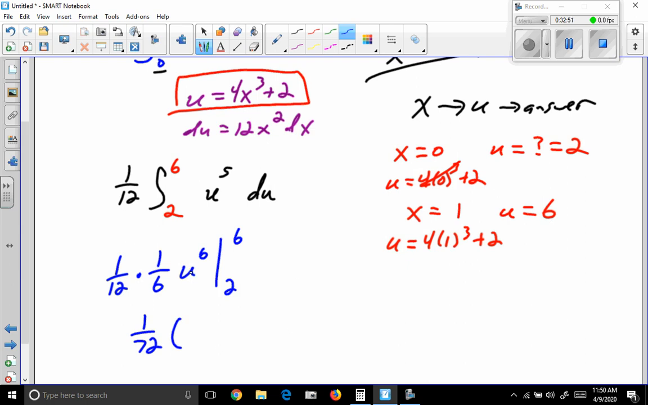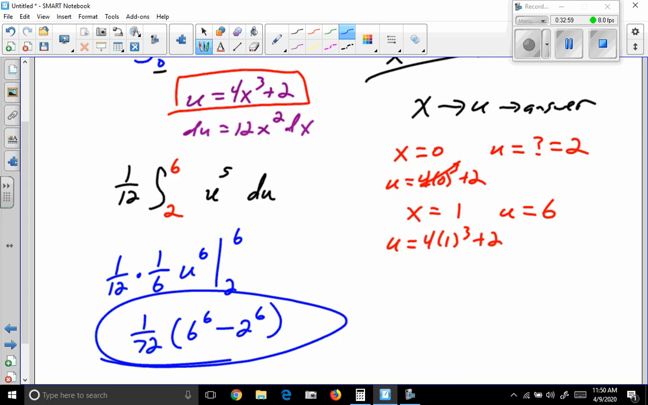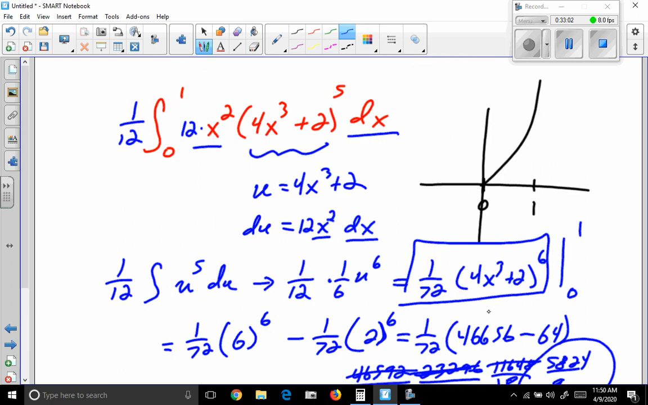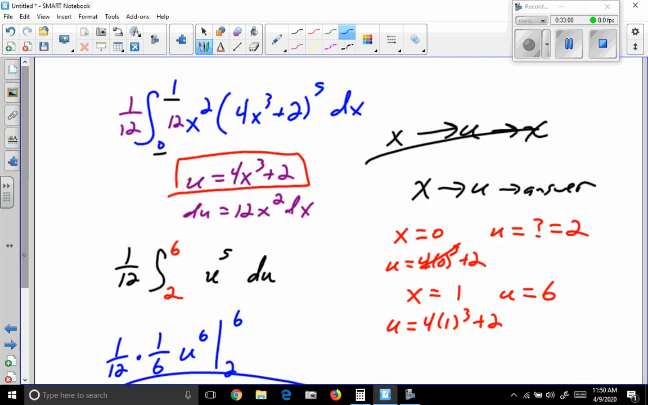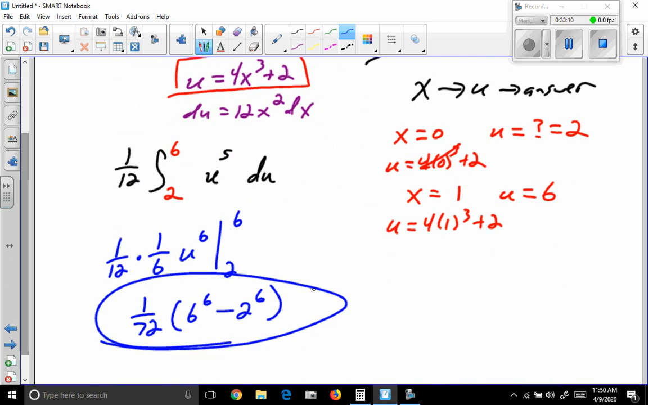We do u, so we plug a 6 in, and we have 6 to the 6th. We plug a 2 in, we have 2 to the 6th. And that's exactly what we did in our calculation over here. 1 over 72, 6 to the 6th, and 2 to the 6th. So we end up with the exact same answer.